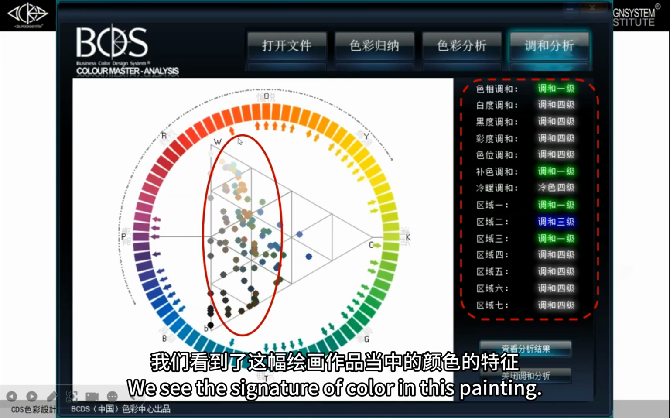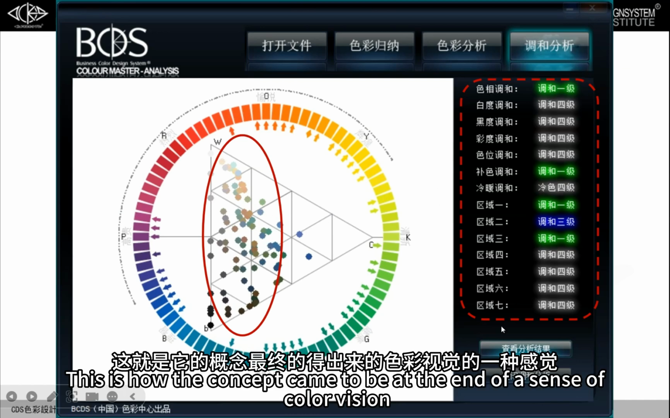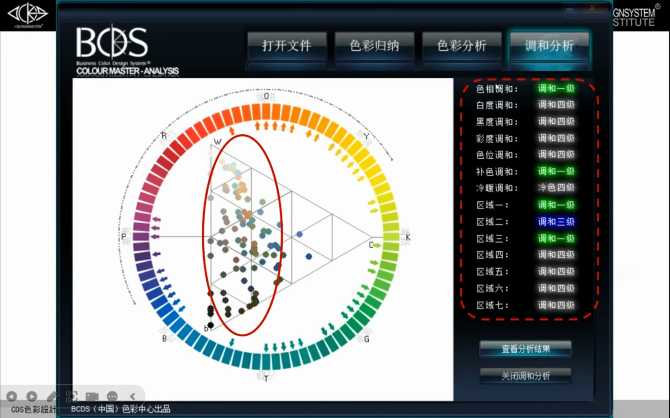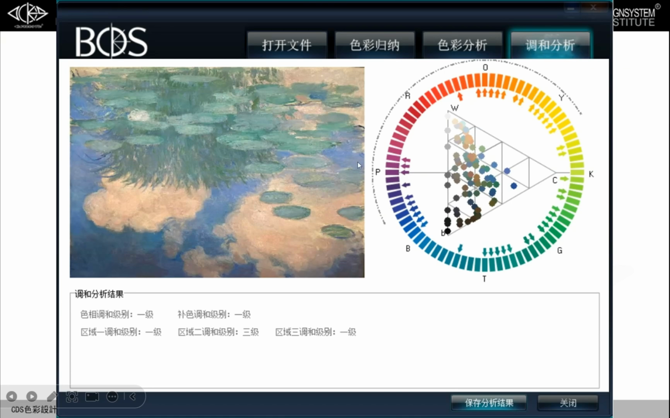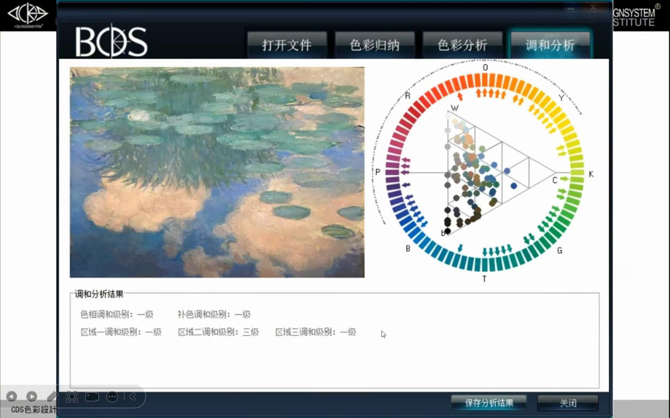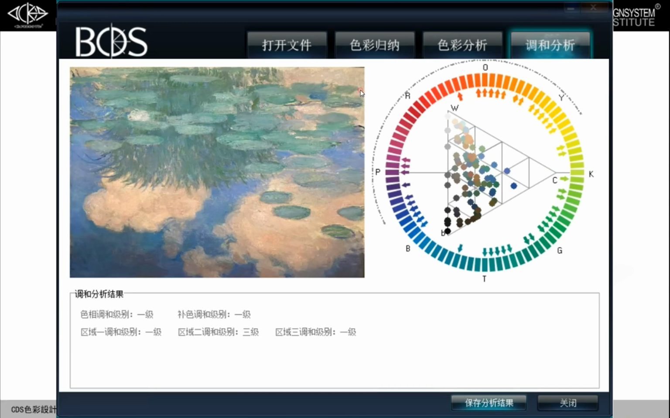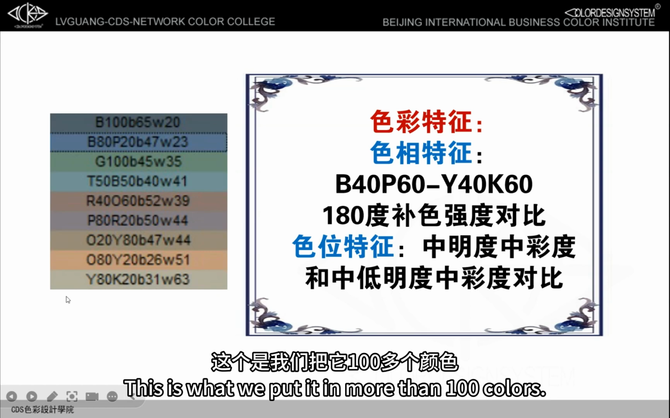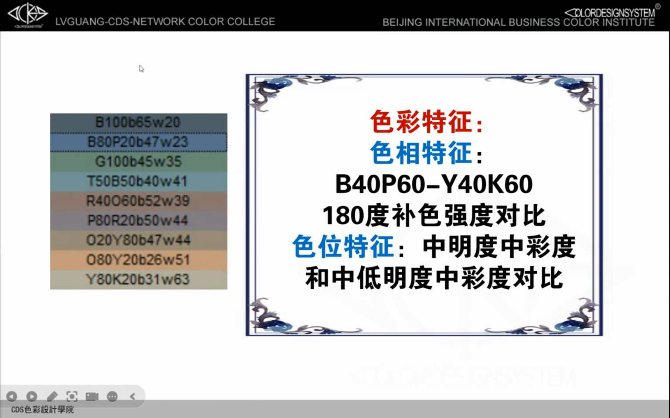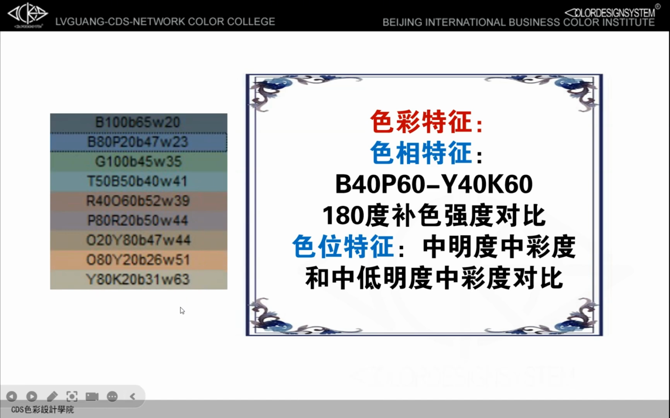We see the signature of color in this painting. This is how the concept came to be at the end of a sense of color vision. This is the arrangement of our colors and the final color result. In terms of visual judgment, its consequences. We put it in more than 100 colors. Finally, it is extracted according to the color of the least extraction.